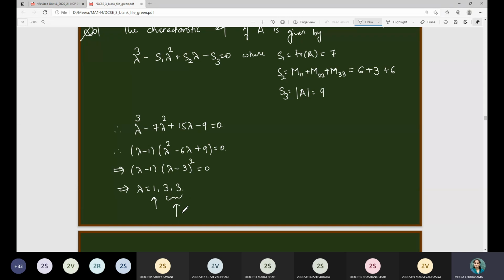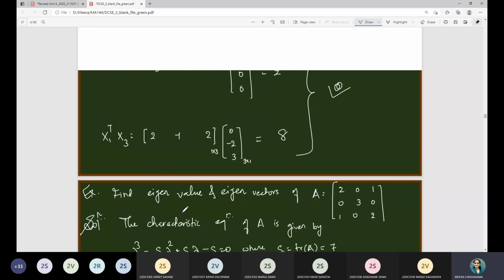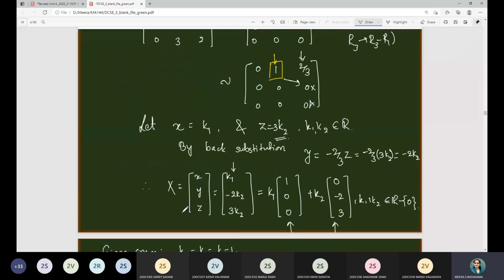Now you will not make a mistake while solving for lambda is equal to 3, in which you must have the cases. It will be separated with the two eigenvectors with the two scalars k1 and k2. Before moving ahead, I forgot to tell you one thing in the previous example. Before I forget, let me tell you.